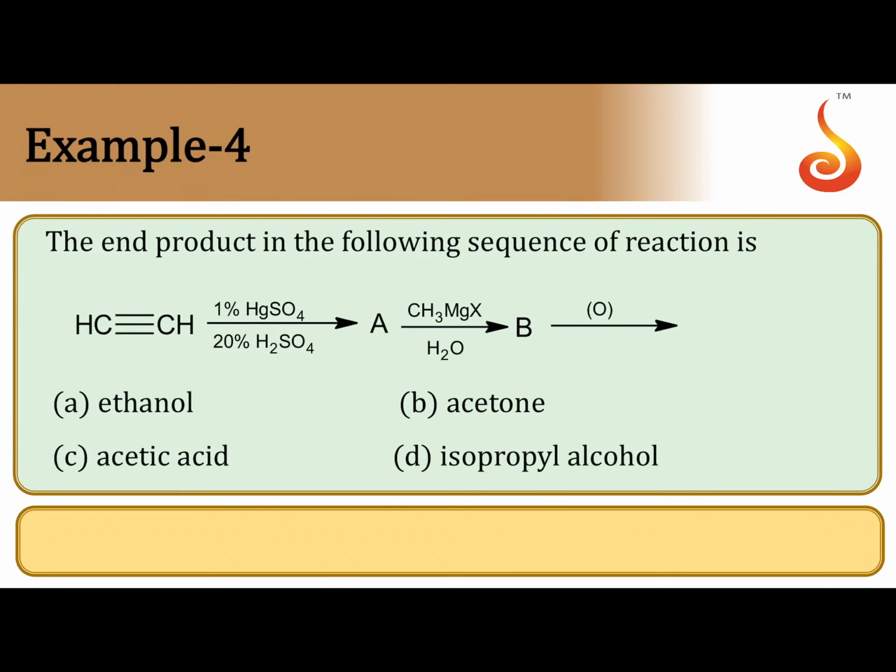The end product in the following sequence of reaction is, here acetylene, when it is reacted with 1% mercuric sulfate and 20% sulfuric acid, it undergoes addition of H2O. Enol form is obtained. That enol form being unstable undergoes tautomerization to give keto form. So the keto form is nothing but here acetaldehyde.